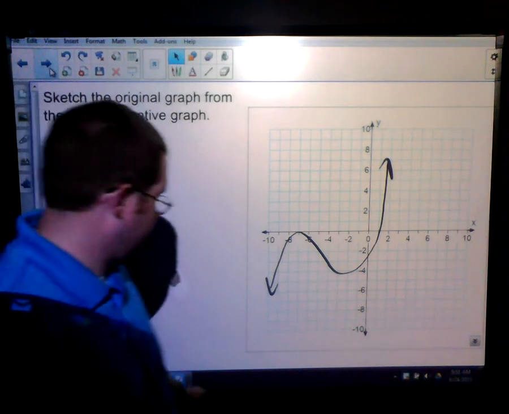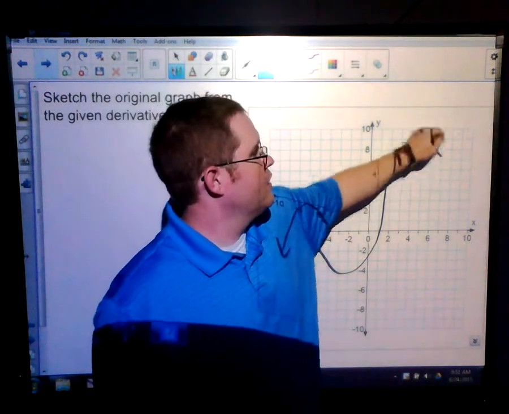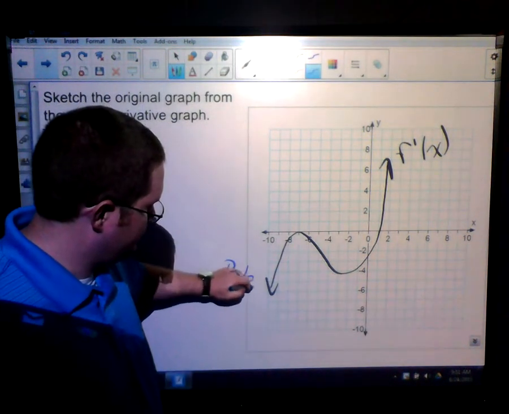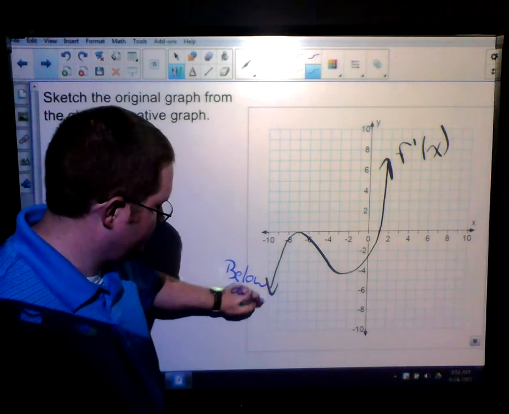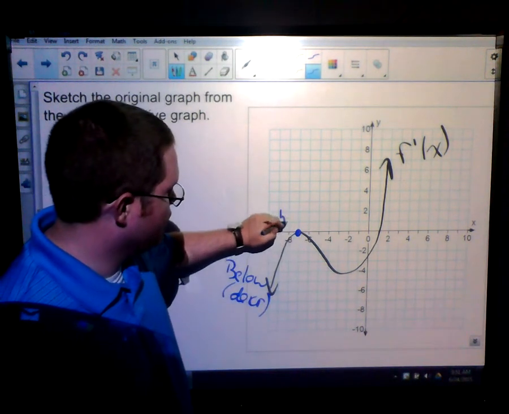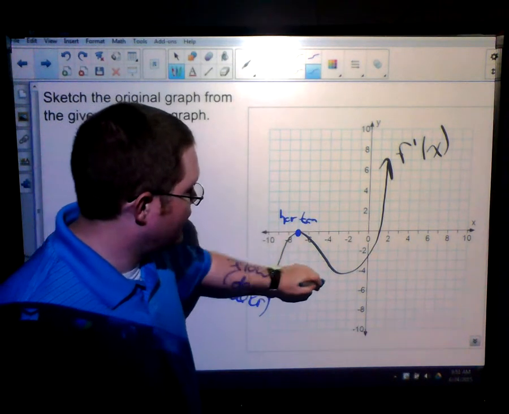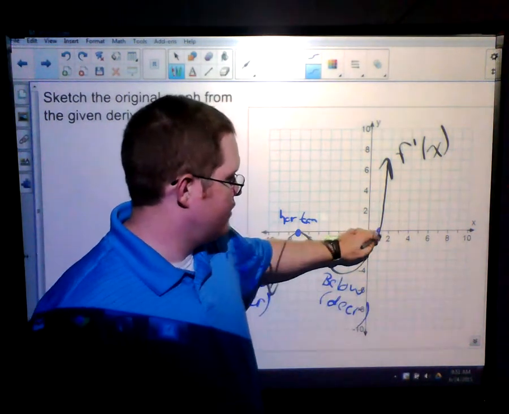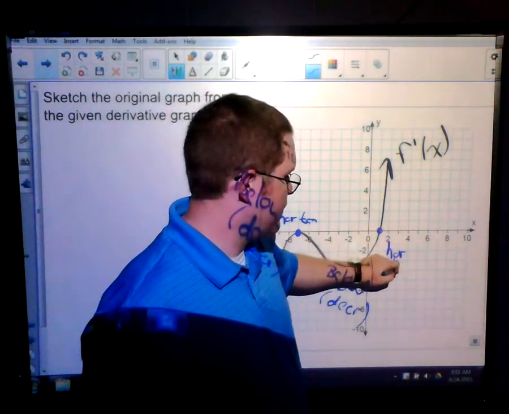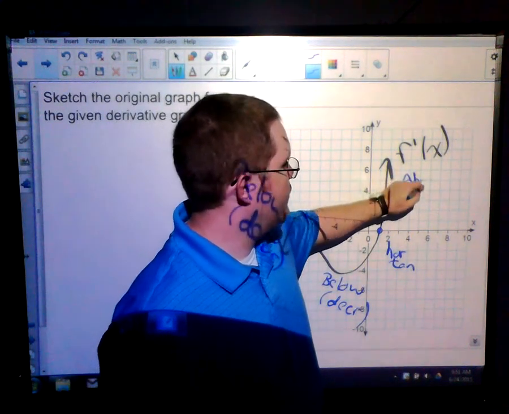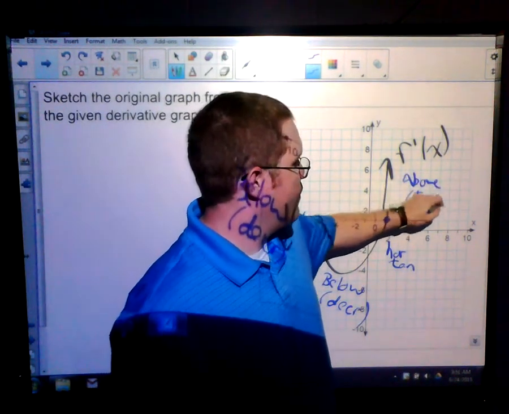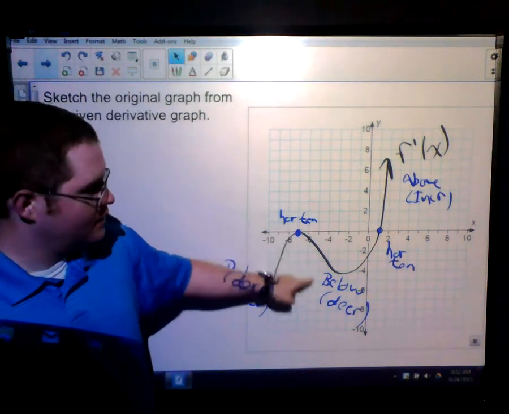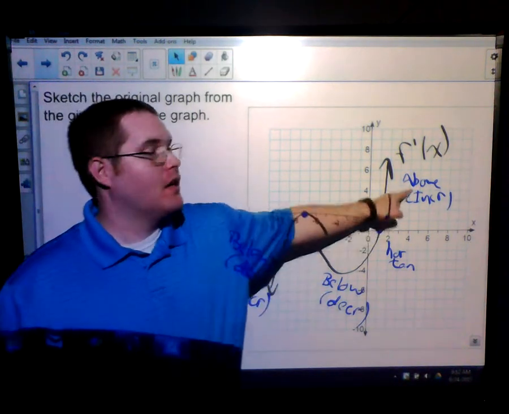This is the trickiest one, probably. Remember, this is a derivative graph. So let's work back to the original. This is below, which means it's decreasing. It's 0, so there's a horizontal tangent. It's below again, which means it's decreasing. It's 0, so it's a horizontal tangent. And then it's above, so it's increasing. So my graph has to go down, flat, down, flat, up.